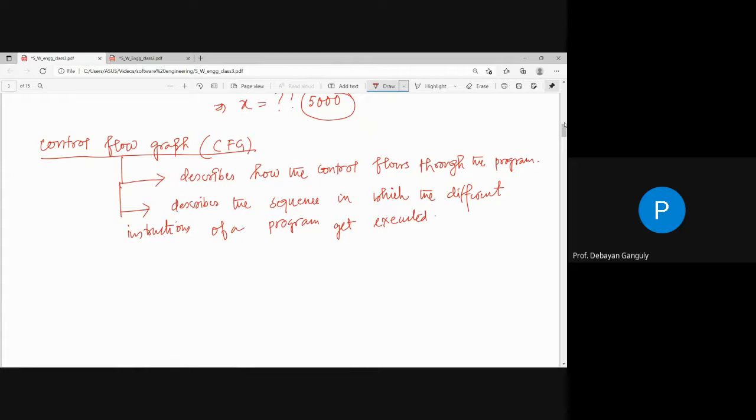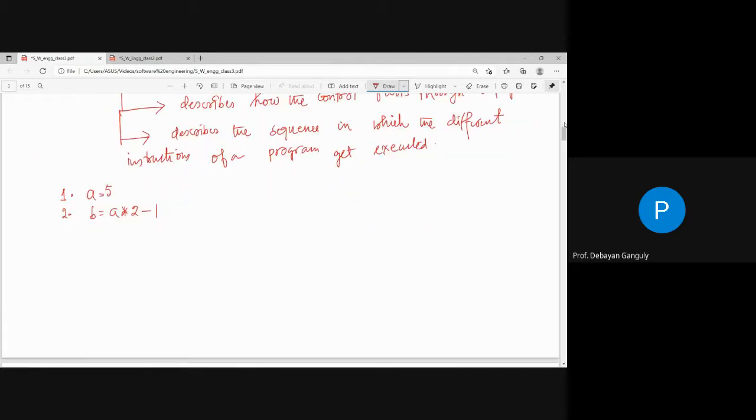That means, say, I am writing a particular sequence like a equals 5, and say b equals a multiplied by 2 minus 1. That means we will understand that after getting the value of A, only then can B execute. That means the flow is that one should be executed first and then the second. So I can draw the graph like that.